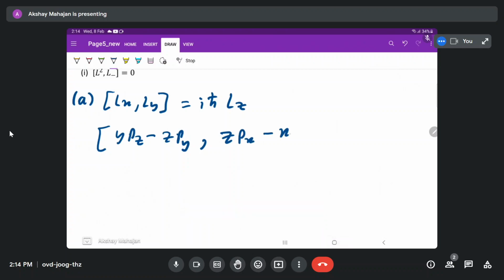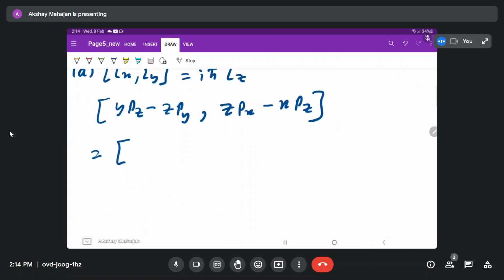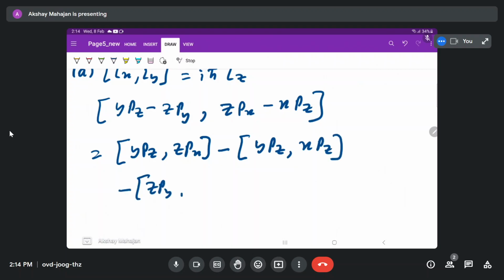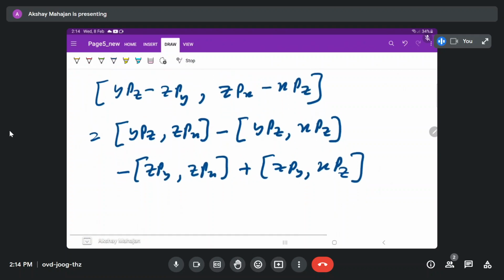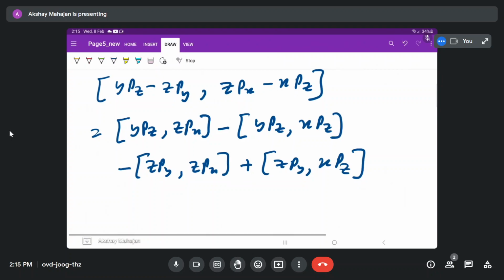Now using what we have learned in our identities for commutations, we can write it as the commutator of ypz with zpx, minus ypz commuting with xpz, minus zpy commuting with zpx, and plus zpy commuting with xpz.